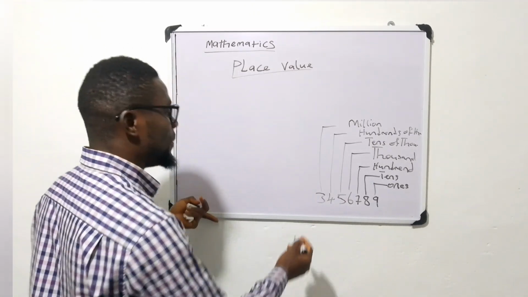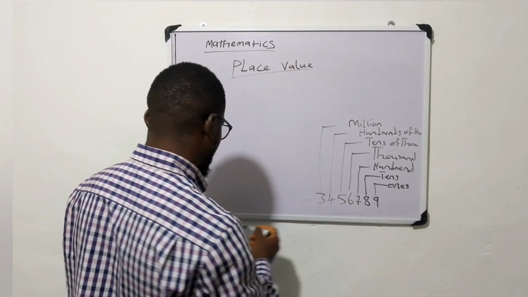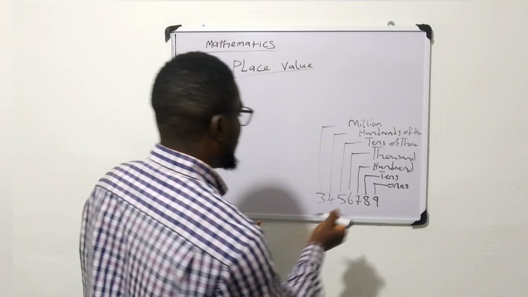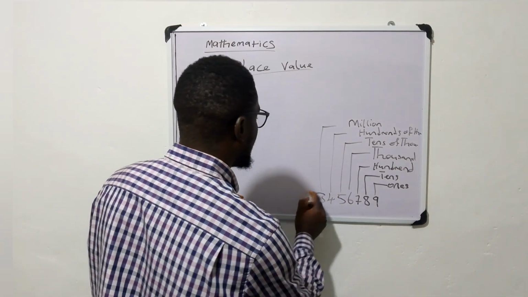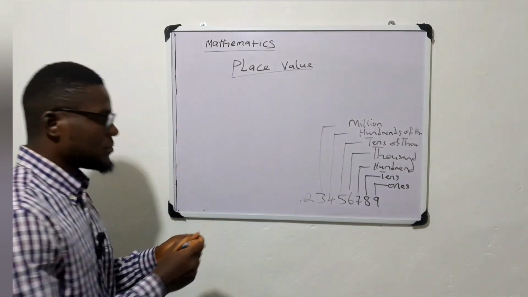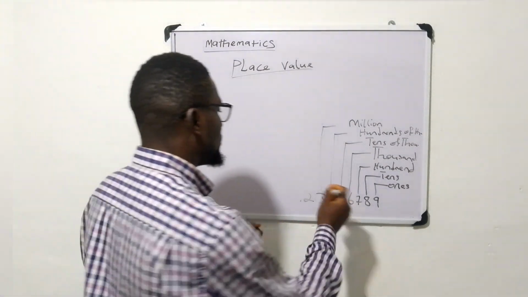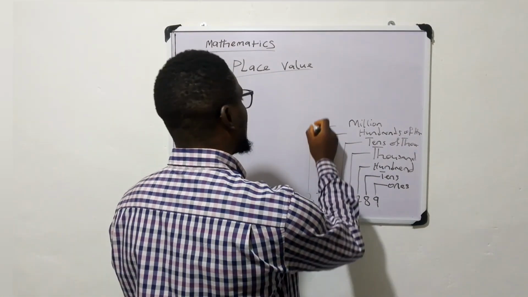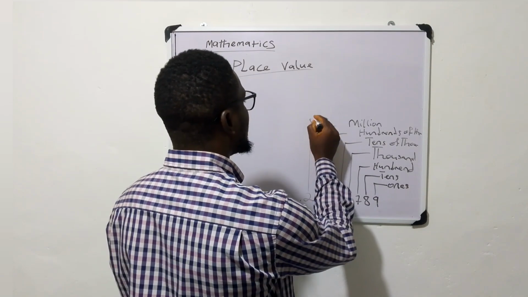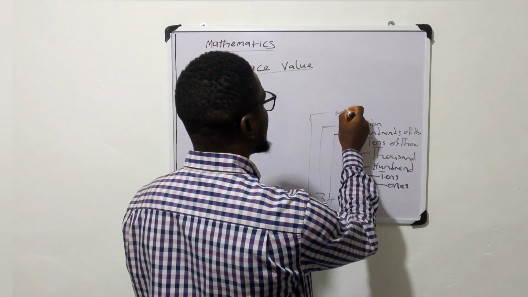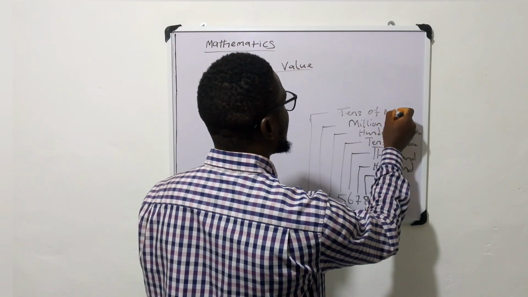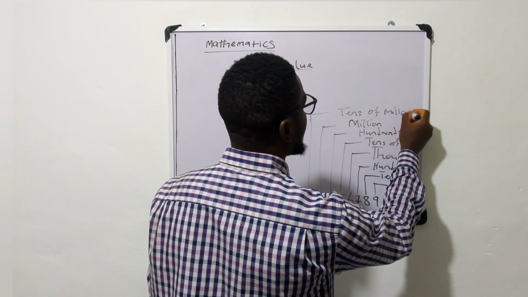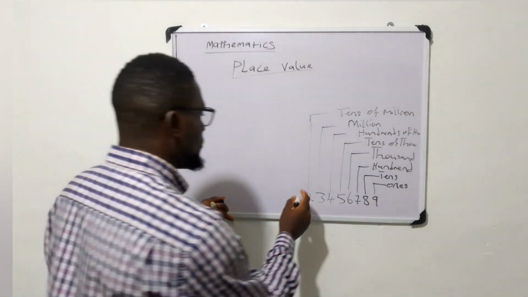Let's proceed. We have 2 here. Let's see the value the 2 has. Come over here. You have tens of millions.